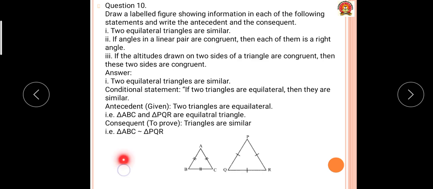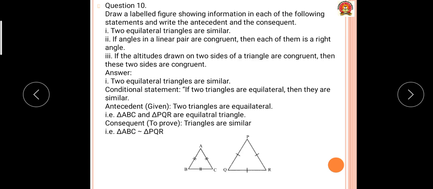Now see the next question. Draw a labeled figure showing information in each of the following statements. Two equilateral triangles are similar. Equilateral means all sides are equal. ABC has all sides equal, PQR has all sides equal, but they are similar. So according to the first statement, this is your diagram. What is the antecedent? Triangle ABC and triangle PQR are equilateral. What is the consequent? The triangles are similar. What do we have to prove? Triangle ABC is similar to triangle PQR. Simply in this way you have to write. We have to draw the diagram and write the antecedent and consequent.